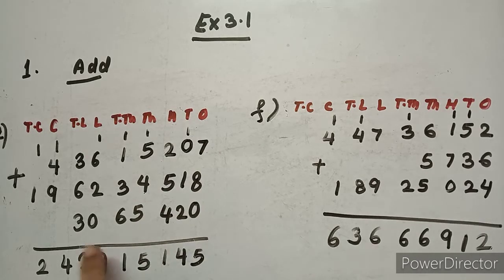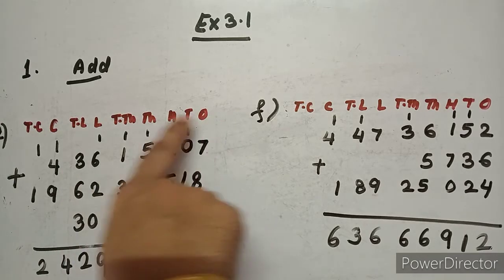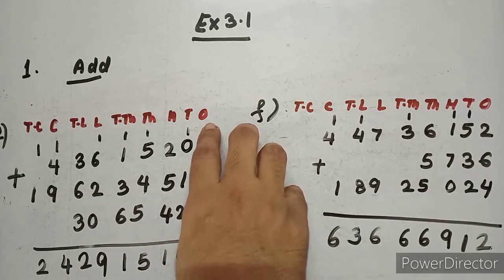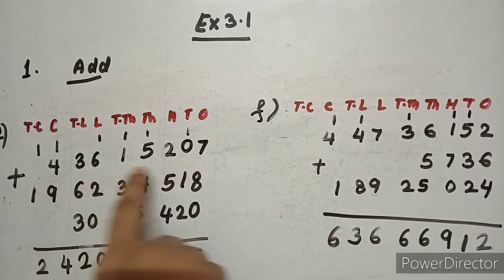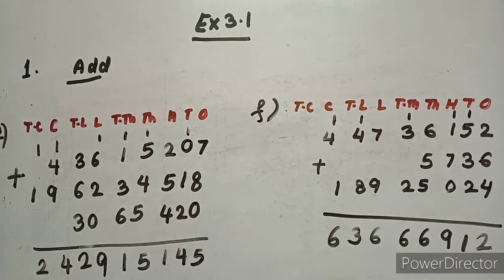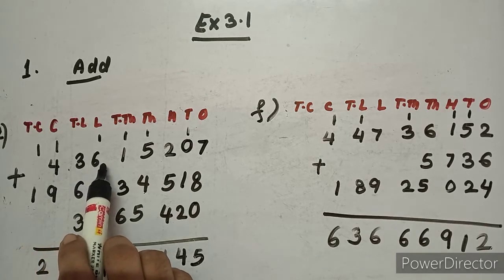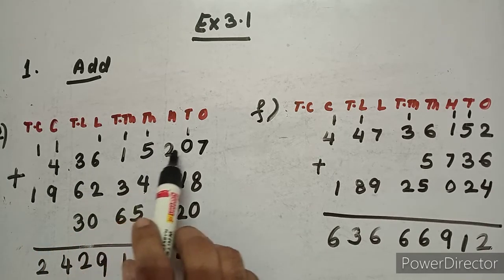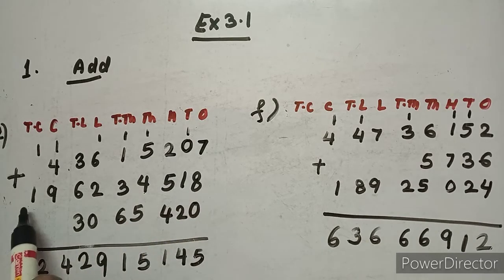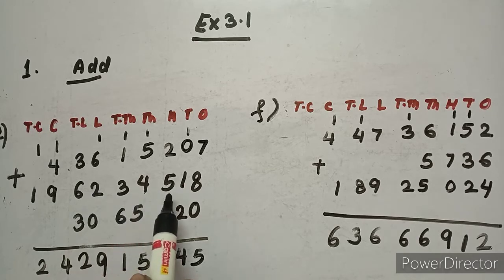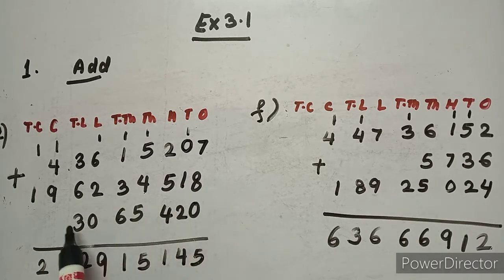First I have written all the places, that is ones, tens, 100, 1000, 10,000, lakh, 10 lakh, crore and 10 crore. Okay, so you can see here that you have here 7 digits, here 8 digits, and here you have again 6 digits. Okay, so we will just write the numbers in the order. So you can see that I have written the numbers under each place. Okay. So here you can see the number is 4 crore 36 lakhs 15,207. Here you have 19 crore 62 lakhs 34,518, and here the number is 30 lakhs 65,420.